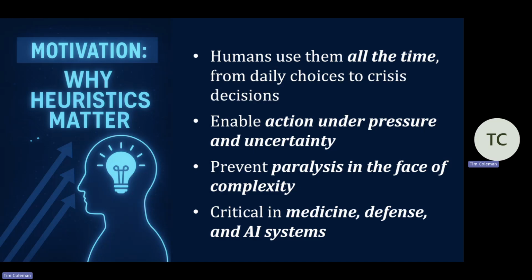They don't aim for the perfect answer. They aim for a good enough answer fast. And in many real world environments, a fast, good enough decision is far better than a slow, optimal one that comes too late. So now that we've seen why heuristics are essential, let's look more closely at what makes them powerful and where some risks lie.